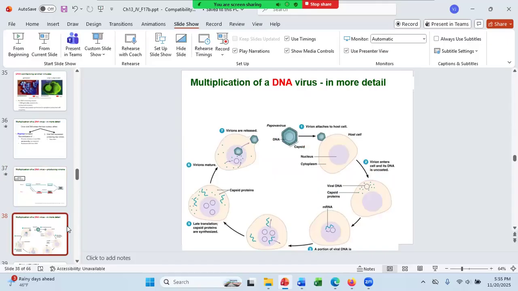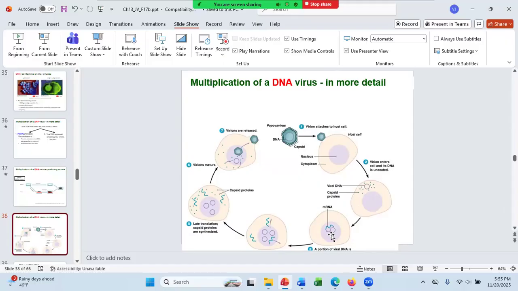This is showing you a virus which attaches to the host cell, which looks like a naked virus. In that case it will be brought into the cell by endocytosis. But if it has a viral envelope, the virus could be brought in by fusion of the viral envelope to the cell membrane. The virus then will be uncoated. This is virus DNA, so it has to be brought into the nucleus of the cell.